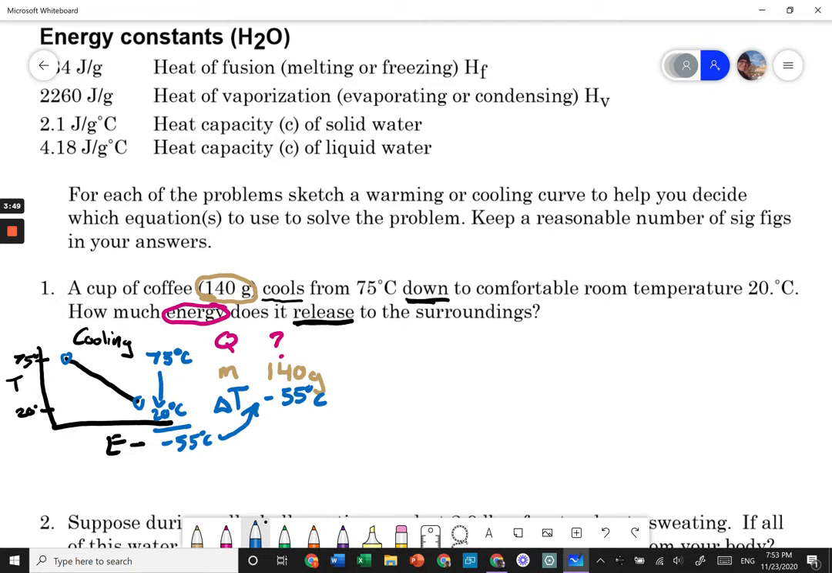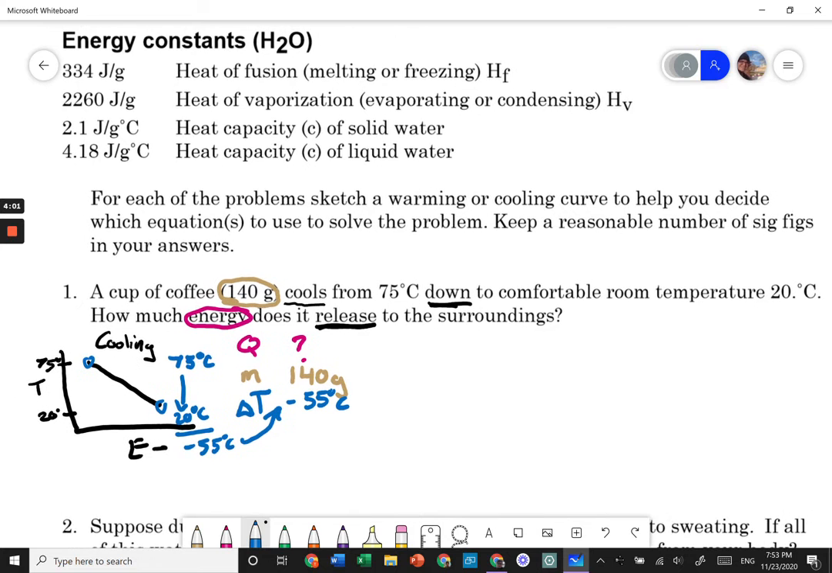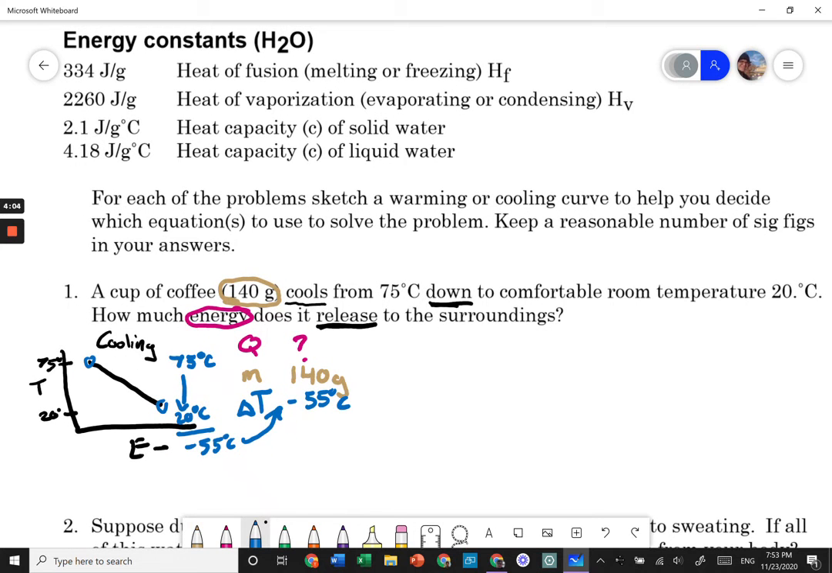Now, those three things we're going to be looking for in every single problem: the energy, the mass, and if there is a change of temperature, and if there is, what is it? At this point, we'll need to go and look at the information at the top of our page in our energy constants. We need to see if it's going to be a heat of fusion, melting or freezing, a heat of vaporization, evaporating or condensing, or if it's going to be a heat capacity problem, which involves a change in temperature. Well, in this problem, we drew a cooling curve, and it was cooling from a higher temperature to a lower one. That means we have a change in temperature. That means we get to use the heat capacity.